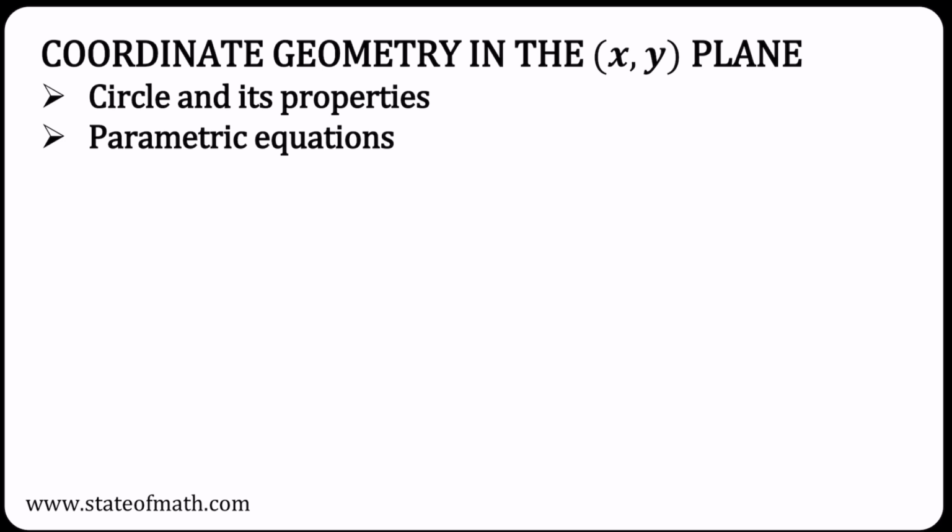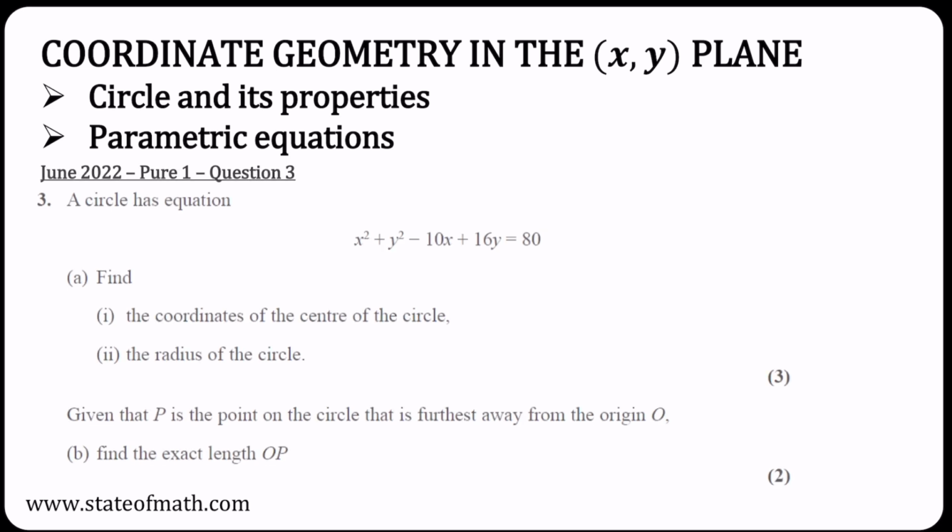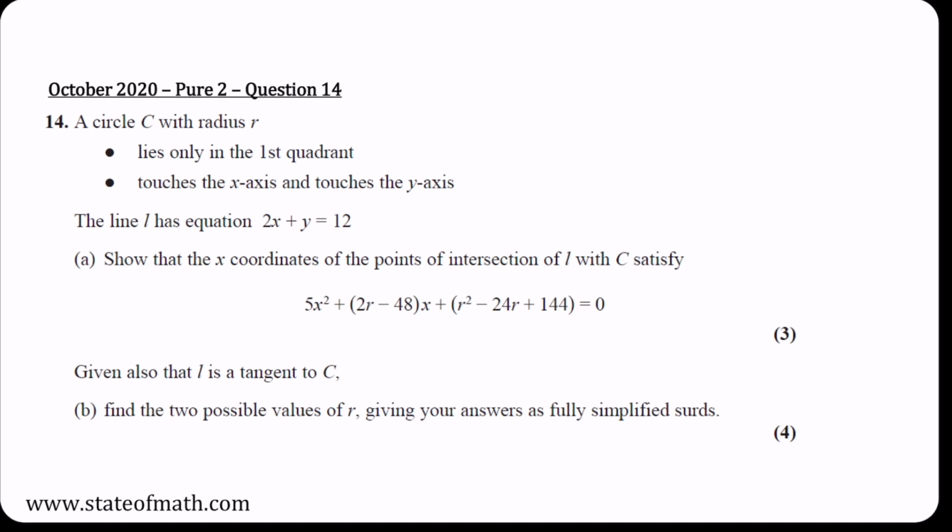Now, for coordinate geometry in the xy plane, it could be anything on the circle and its properties. Remember, we didn't get such a question in the first paper, and obviously we do expect something on parametric equations. So for the circle, it could be something like we did in June 2022. So we had to complete the square, find the coordinates, find the radius, and then find the exact length of OP.